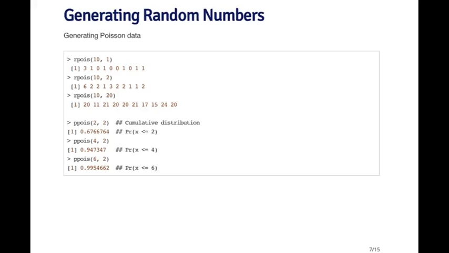I could also evaluate the cumulative distribution function for the Poisson distribution. So here in this first example, I want to know what is the probability that a Poisson random variable is less than or equal to 2 if the rate is 2. And so this is the probability. It's 0.67 roughly. If I want to know what's the probability that a Poisson random variable with rate 2 is less than or equal to 4, you can see the probability is getting bigger. And here I can see the probability that a Poisson random variable is less than or equal to 6, and it's very close to 1. So the cumulative distribution allows you to evaluate these probabilities.